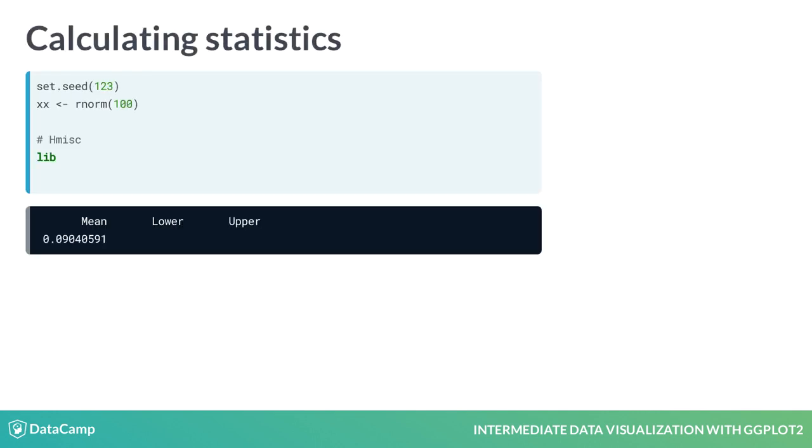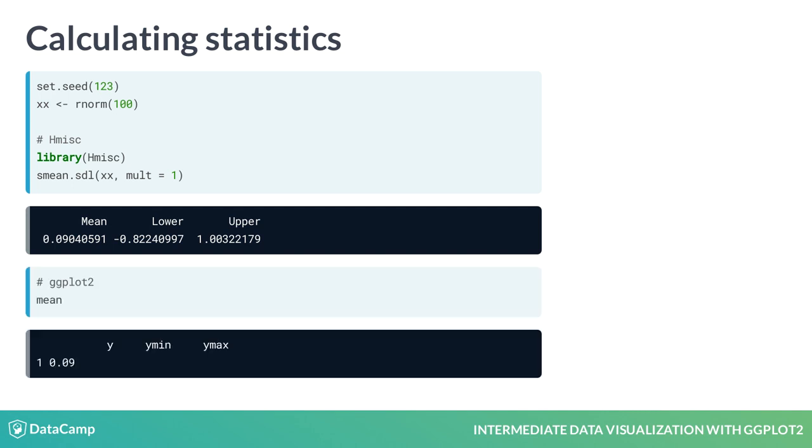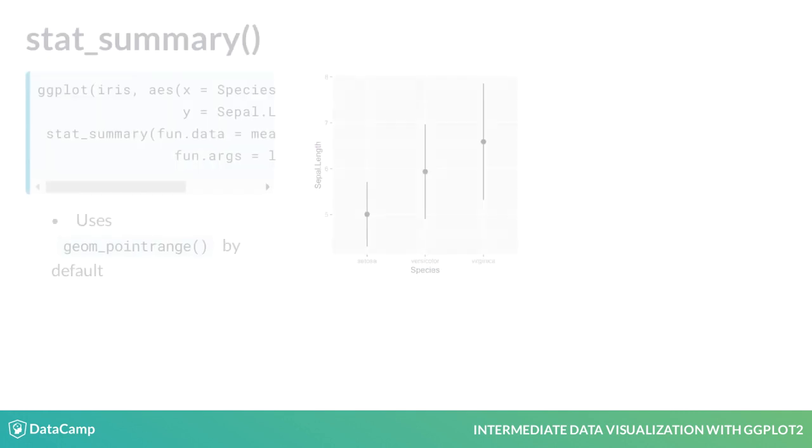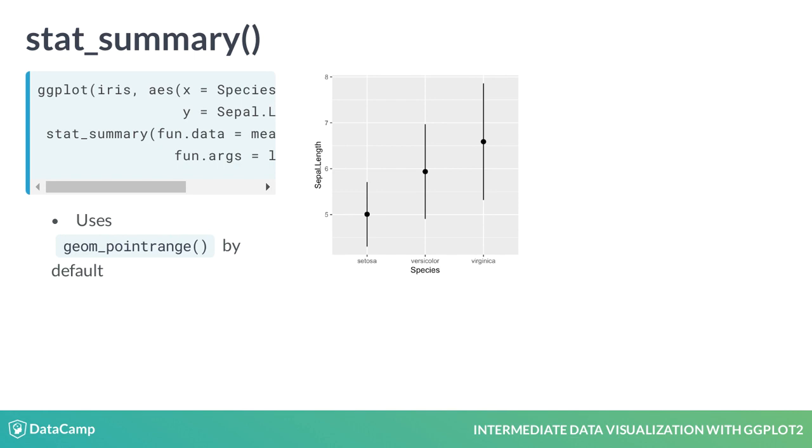The function smean.sdl from the Hmisc package returns the mean plus or minus one standard deviation as a named vector. By setting the mult argument to 1, we specify one standard deviation. In ggplot2, mean_sdl converts this vector to a data frame, renaming the variables to match ggplot2 aesthetics. We call mean_sdl using the fun.data argument of the stat_summary function. By default, we get geom pointrange, which requires y, ymin, and ymax, exactly what is returned by mean_sdl.